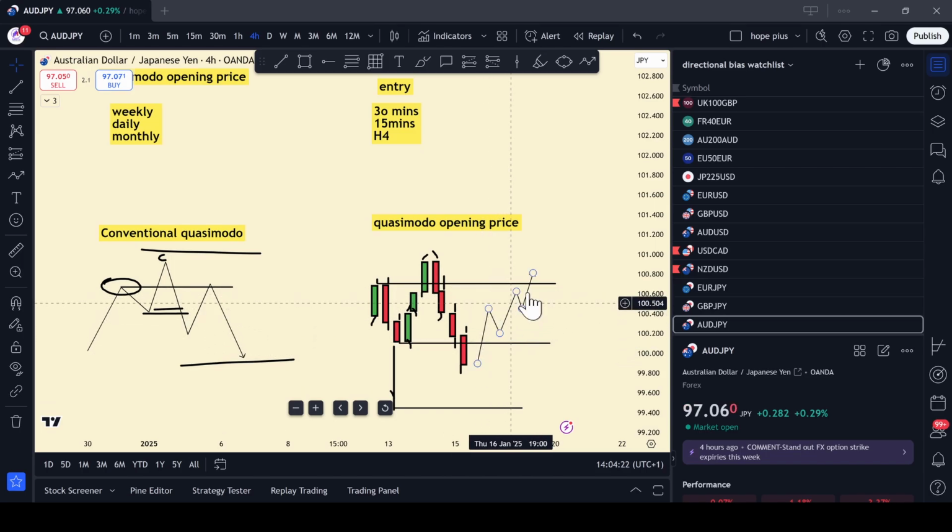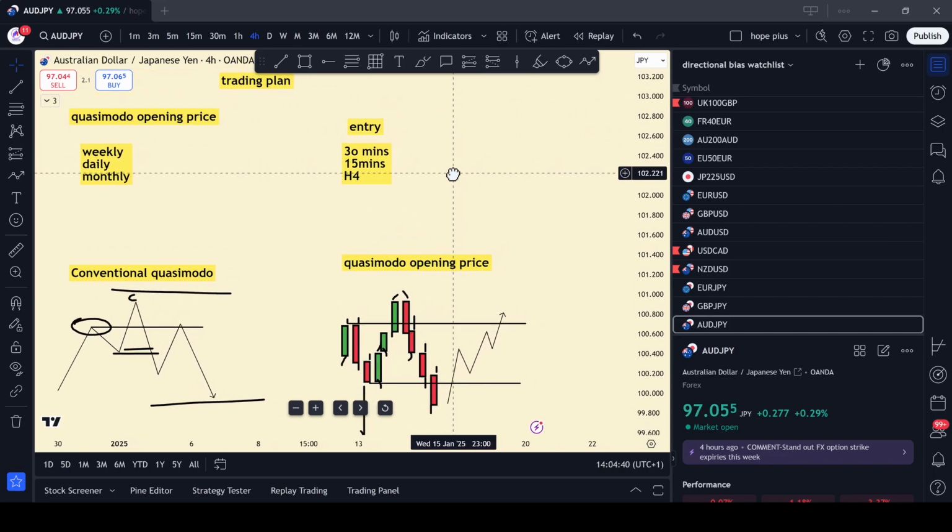As price approaches it, the lower time frame you go for your confirmation is the H4. Write it down somewhere. Weekly, 30 minutes. Daily, 15 minutes. Monthly, H4. Now, what are you looking at as an entry confirmation?